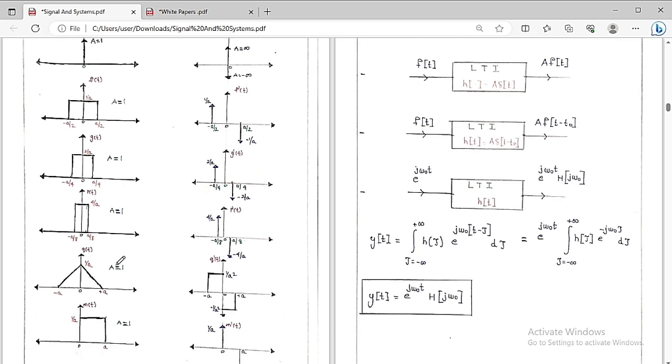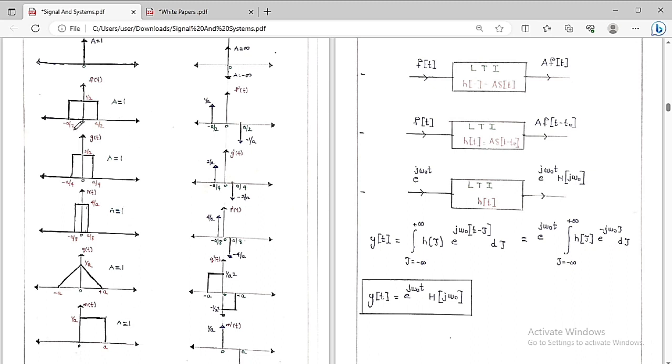Let me go for another signal q of t, which is a triangular pulse. For a triangle, what is the area? Area is half into base into height. The base is 2a and the height is 1 by a. If you simplify half into 2a into 1 by a, the 2 cancels and the a cancels, so you get area equal to 1. Similarly, let me take another rectangular pulse m of t. Here the width is a and the height is 1 by a. Then the area is equal to 1.